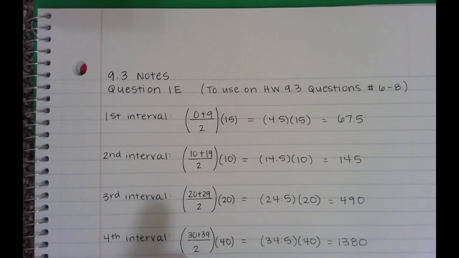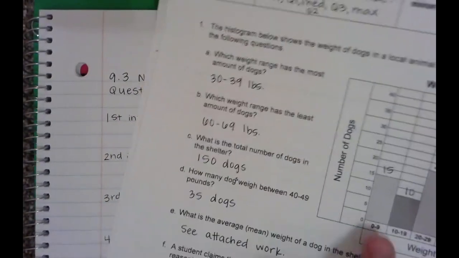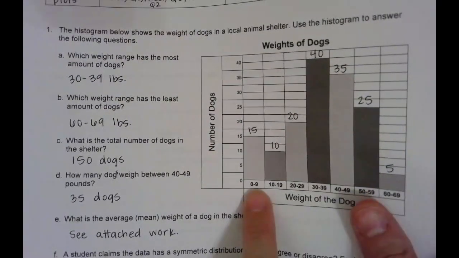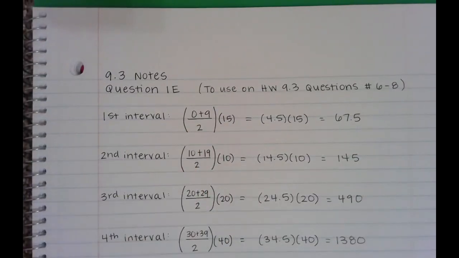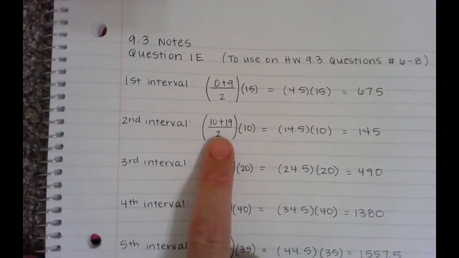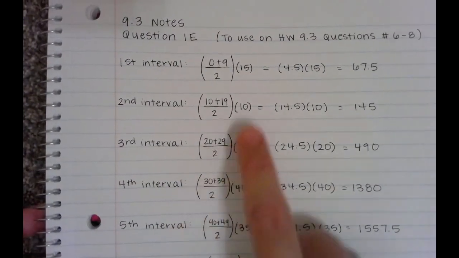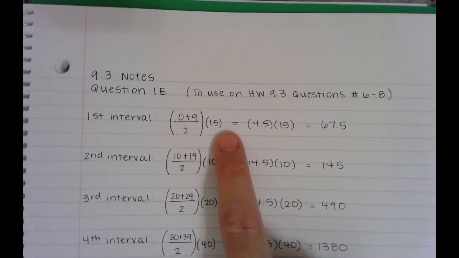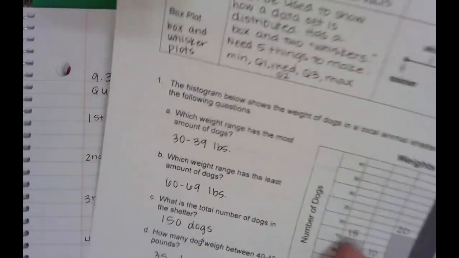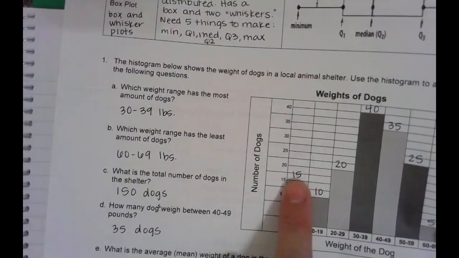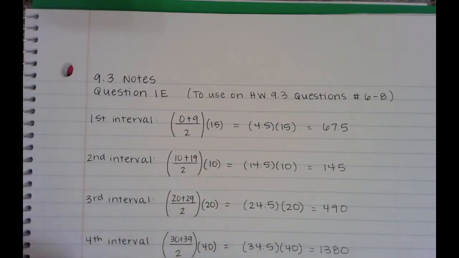So we label which interval we're doing. 0 plus 9, I take the low end of the interval and the upper end of the interval and I average them together. So I divide by 2, and I'm going to do that for each of the intervals. Looking at the dog problem, 10 plus 19 divided by 2, 20 plus 29 divided by 2, etc. The number inside the second part of the parentheses is how many values were in that data interval. So there were 15 dogs that weighed between 0 and 9 pounds, and so times 15, times 10, times 20, etc.